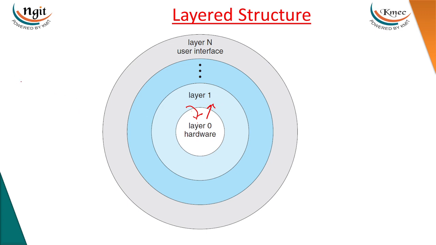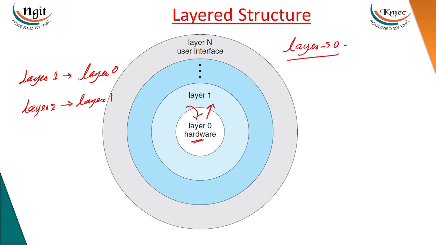So what will layer 1 do? Layer 1 will use the services of layer 0. Layer 2 uses the services and functionalities provided by layer 1. So we must take care of the lower level layers first. Which one will be implemented first? Layer 0 will be implemented first.